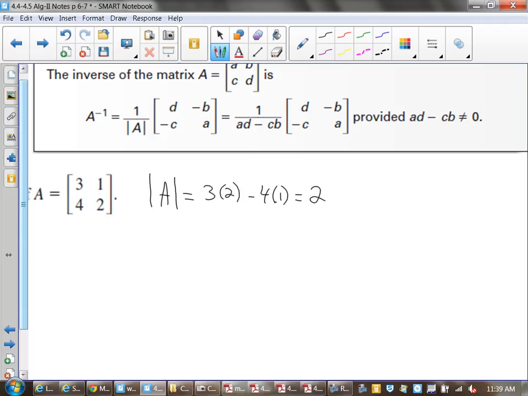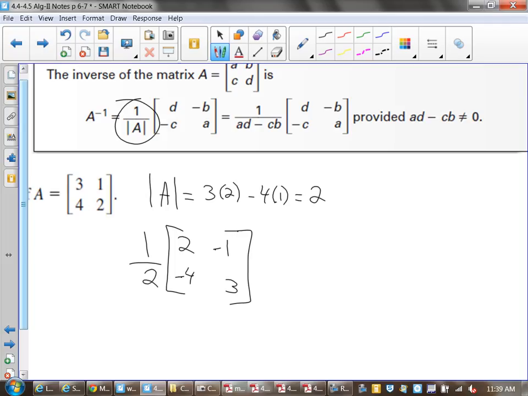So now what you do is take that determinant and put it under 1. So it's 1 over the determinant of the original, and you multiply that against, well, here's where you get those funky looking fractions. Exchange the downward diagonals. So instead of being 3 and 2, it becomes 2, 3. You're flip-flopping the downward diagonal, and then you negate the upward.